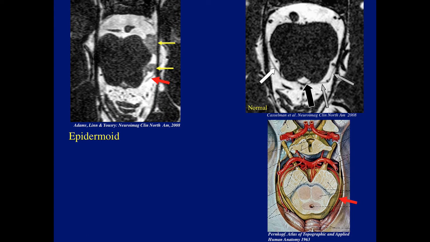Here's some more cases from the literature. These were two epidermoids, beautifully demonstrated. Again, on the normal, we see the trochlear nerve, at least in portion, and here are the two lesions. And this patient had trochlear nerve palsies.